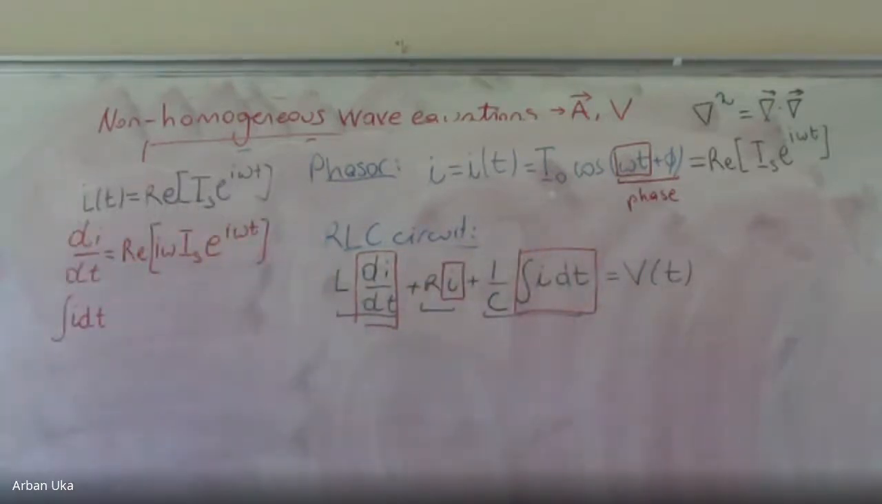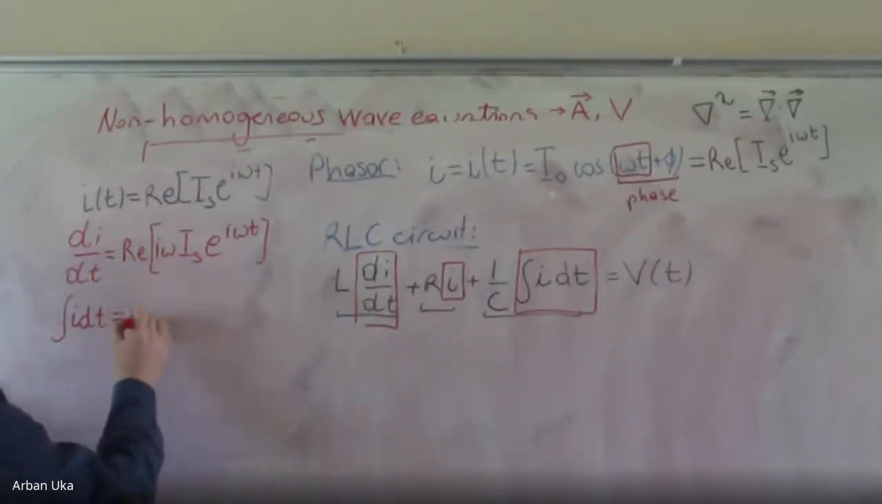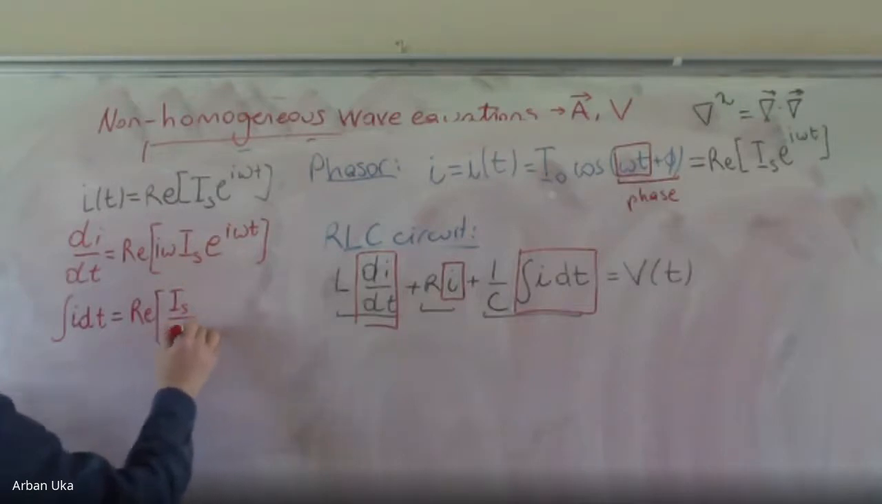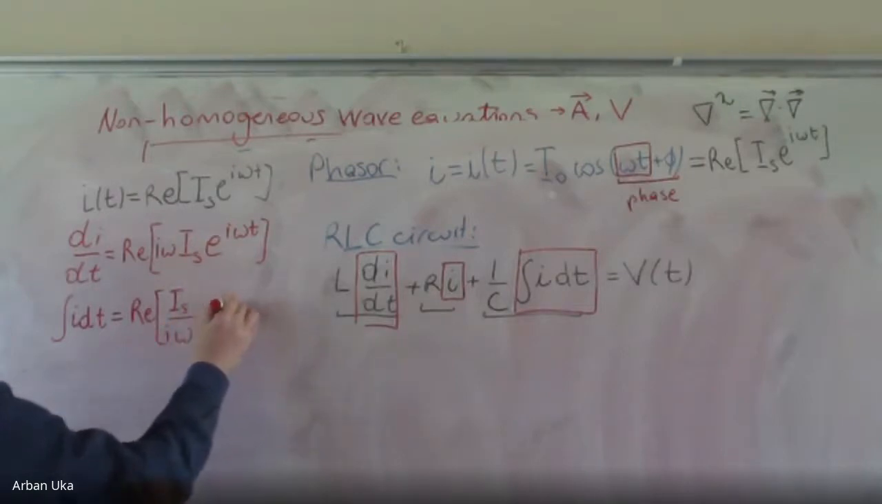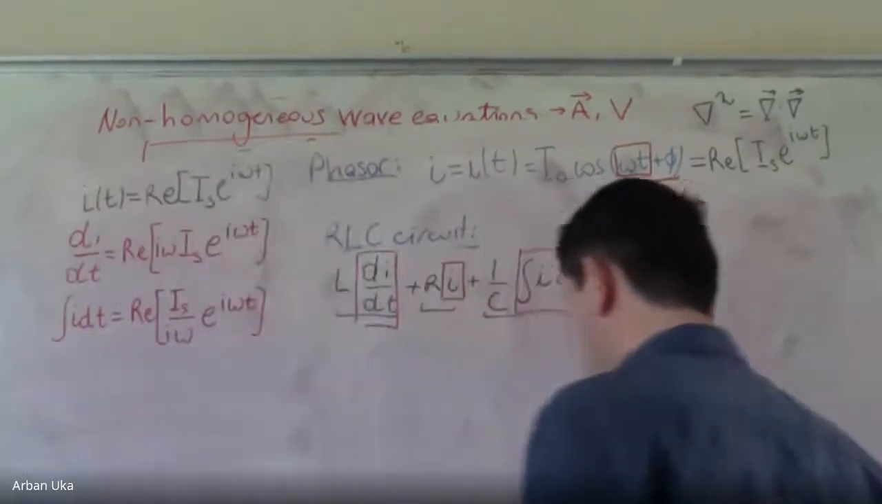Okay, so we can write them one separately. So this integral of i dt is equal to the real part of the phasor divided by i omega, e to the power i omega t. So if the current changes as a function of time like this expression, the time derivative and the time integral are going to be like this.